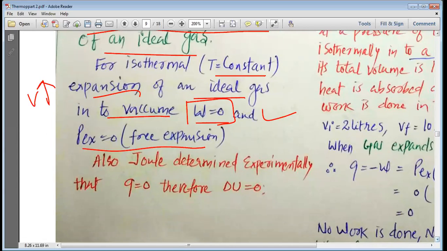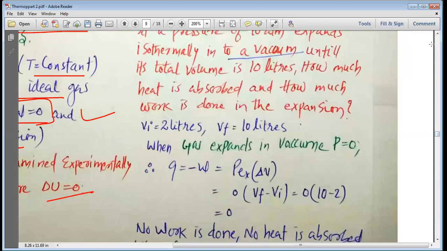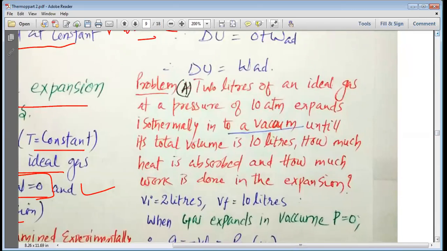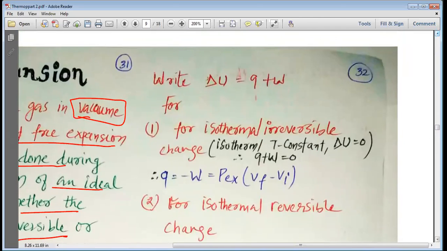There was a scientist, his name was Joule. He also determined experimentally that when Q is equal to 0, therefore change in internal energy is equal to 0. So even Joule has done the same kind of experiment which we have just discussed, and he has even proved that when there is a free expansion, the work done W is equal to 0.